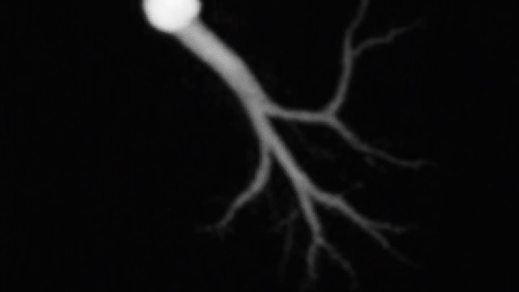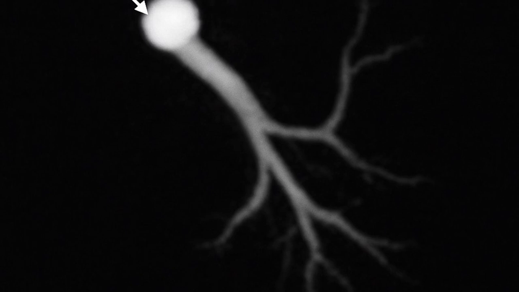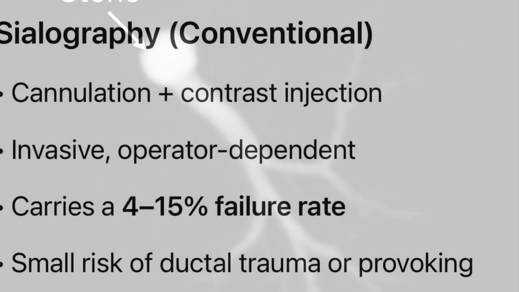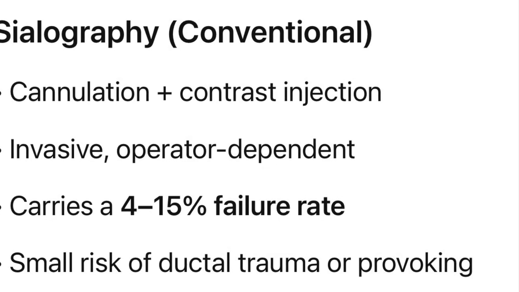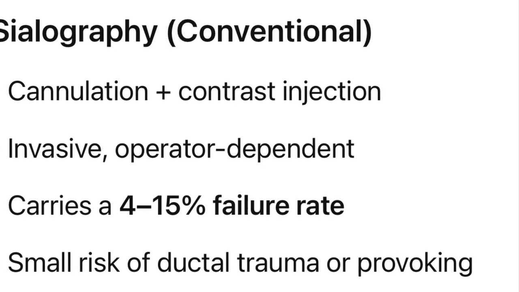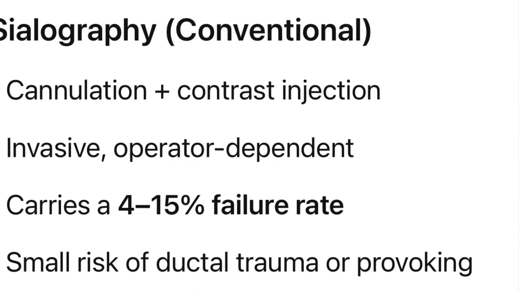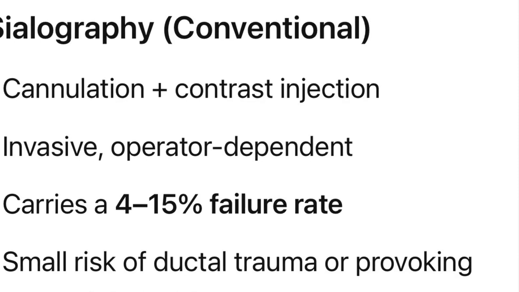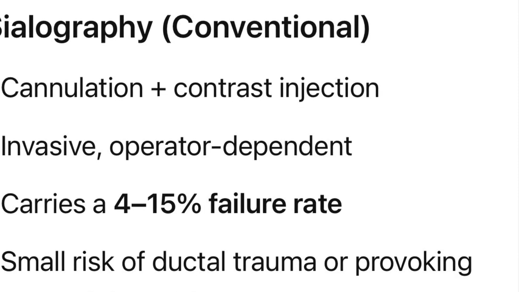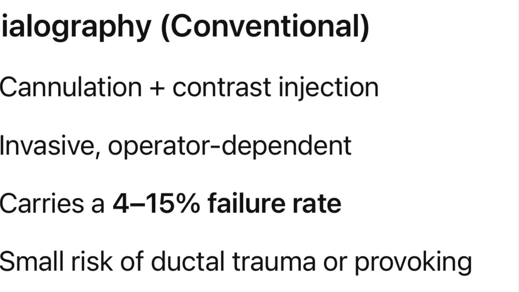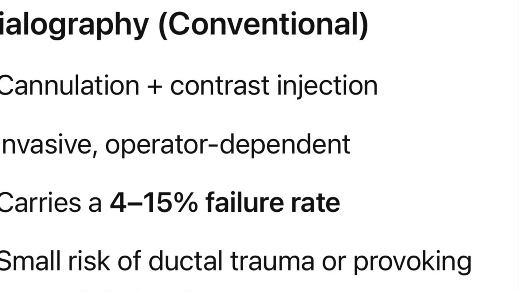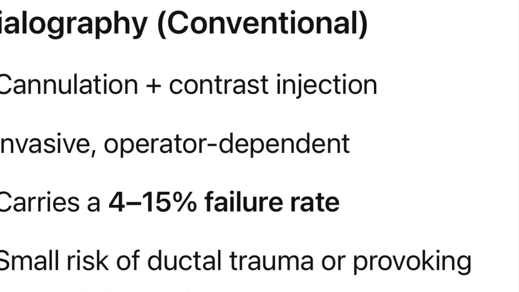So the most effective test is MR sialography, which can detect anatomical as well as pathological lesions. Conventional sialography is almost obsolete because the contrast injection is very painful, and it is an invasive and operator-dependent technique. It carries a 10 to 15% failure rate, a small risk of ductal trauma, and sometimes may lead to acute sialadenitis. That's why conventional sialography is most of the time not recommended.